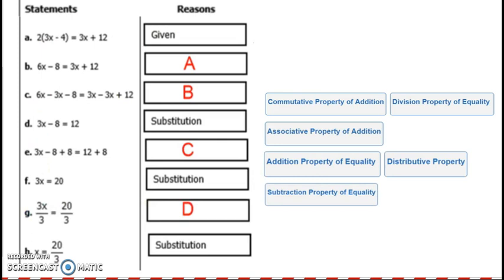So how did they get from step A to step B? Well, if I look here from step A to step B, they said 2 times 3x is 6x, 2 times negative 4 is negative 8. So what did they do? They distributed it. So letter A should be the distributive property.